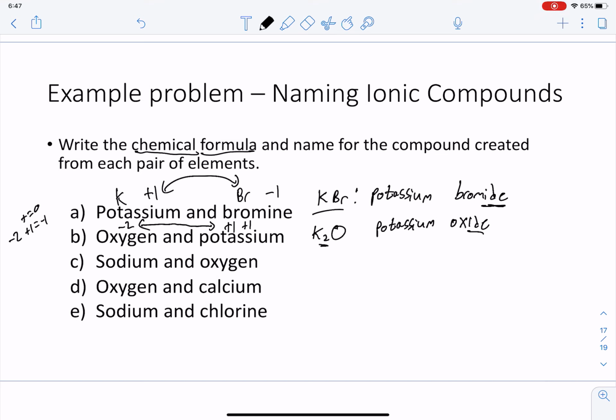All right, next one, sodium has a +1 charge. Then we have oxygen again, and oxygen is -2. Same thing as letter B, just a different element. So this is going to be Na2O. We need 2 sodium ions to cancel out with our 1 oxygen. And the name is just going to be sodium oxide.